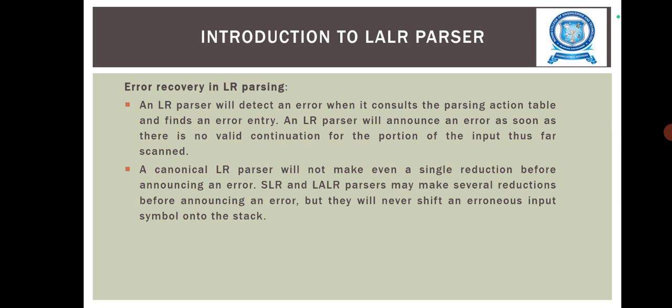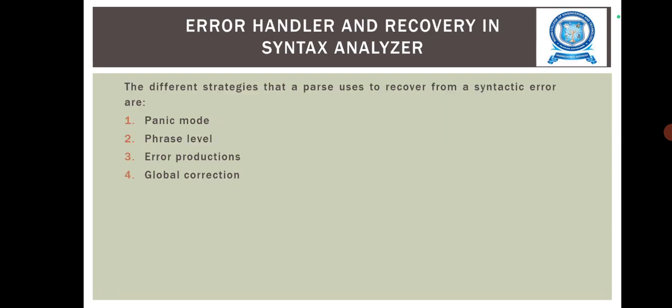Error recovery in LR parsing. An LR parser will detect an error when it consults the parsing action table and finds an error entry. An LR parser will announce an error as soon as there is no valid continuation for the portion of the input thus far scanned. A canonical LR parser will not make even a single reduction before announcing an error. SLR and LALR parsers may make several reductions before announcing an error, but they will never shift an erroneous input symbol onto the stack.